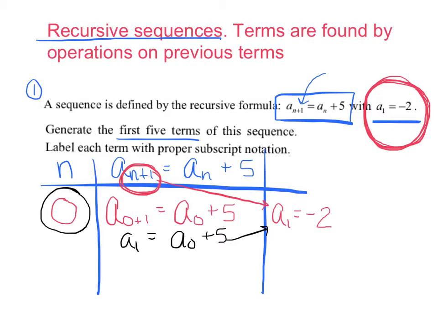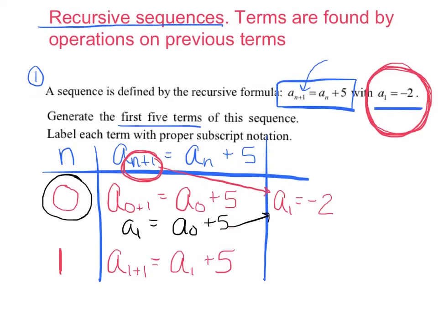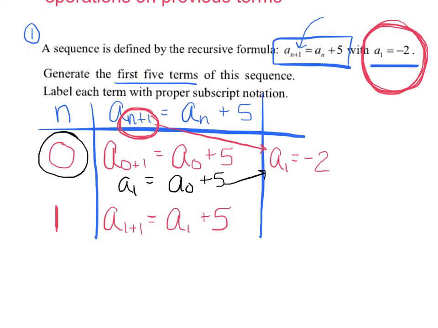So the next number I'm going to plug in, of course, is 1. So I'm just going to go through and replace every n with the number 1. Again, don't do any mental math, just write it out. So that becomes 1 plus 1 equals a sub 1 plus 5. Now underneath you can do the math. This becomes a sub 1 plus 1 is 2 equals a sub 1. I'm just going to box that in.